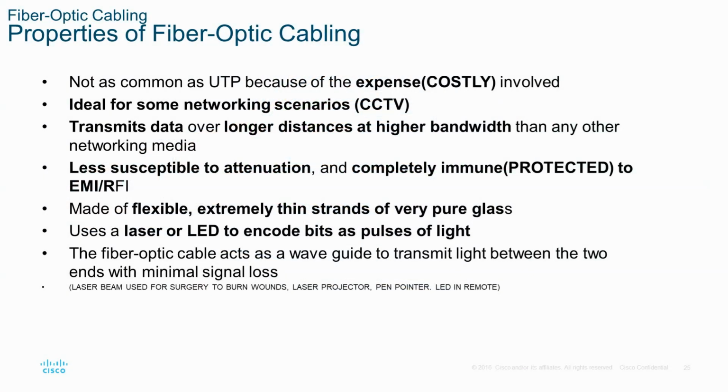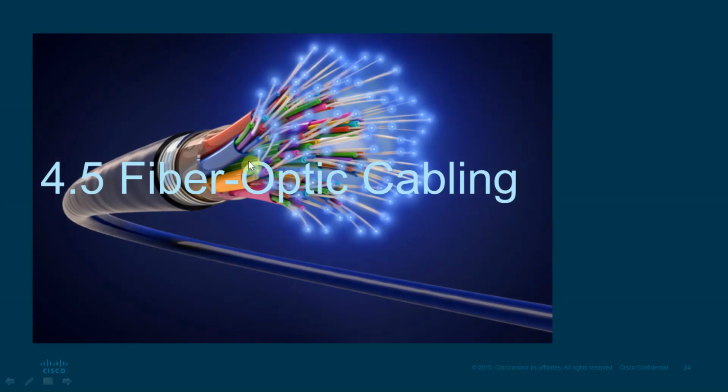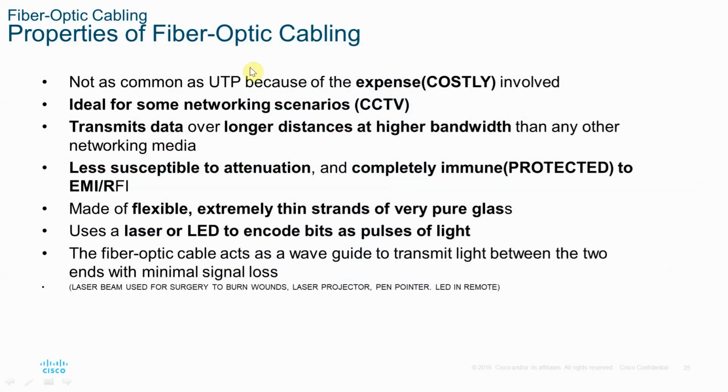Fiber optic cable. See, the diagram itself shows the data is sent as light information, and we are using fiber materials, not copper. Thin strands of glass material through which light information is passed. It is very expensive because the construction of fiber optic cable, the glass material, everything will be costly. So it's very costly.